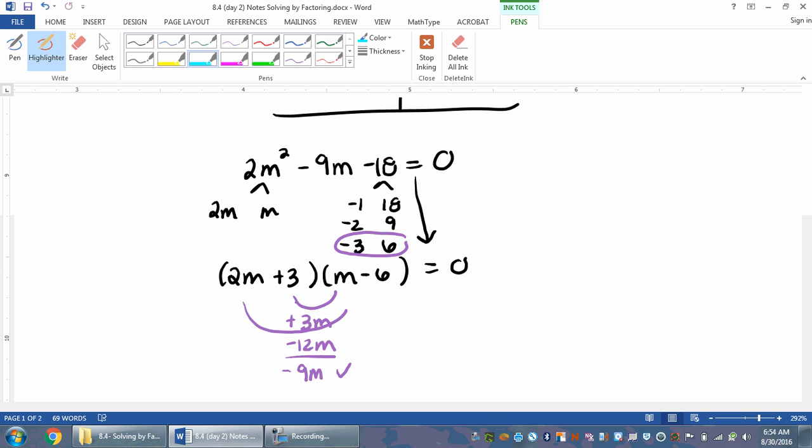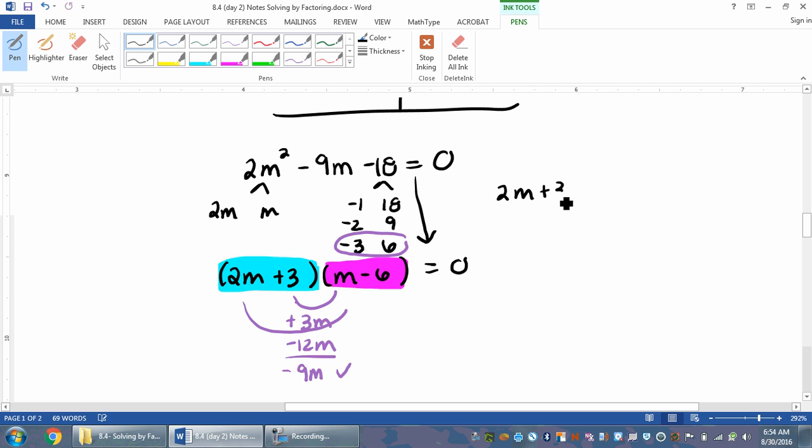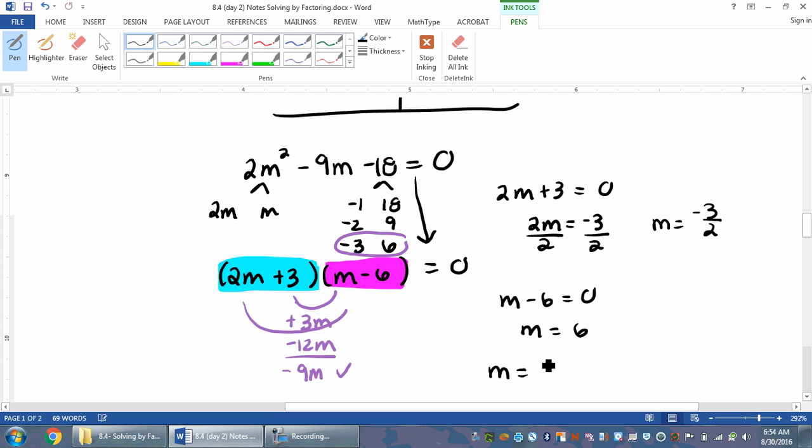So here, we're going to use the zero product property. Remember, 2m plus 3 times m minus 6 equals 0. By the zero product property, the product means multiplication, we either know 2m plus 3 is equal to 0 or m minus 6 is equal to 0. Solve both equations to find both solutions. Here, I'm going to subtract 3 from both sides, 2m equals negative 3, so m equals negative 3 over 2. Here, you're going to add 6, so m equals 6. So my two solutions are negative 3 over 2 and 6.